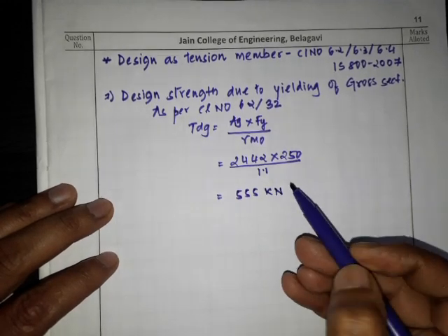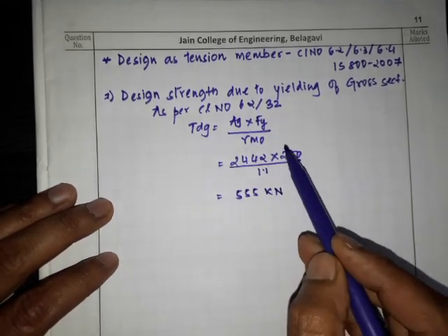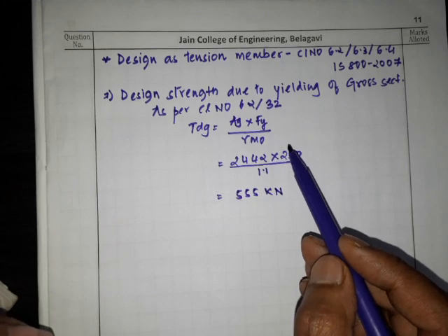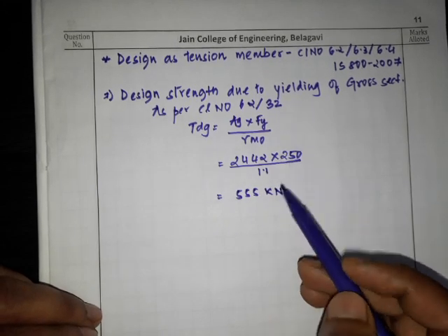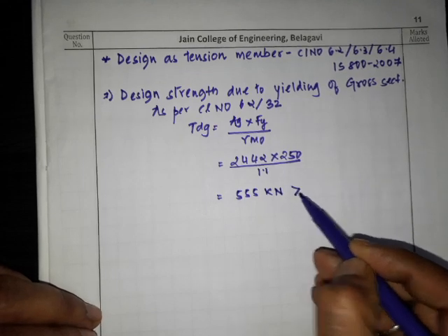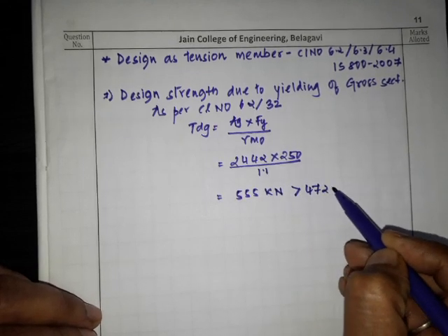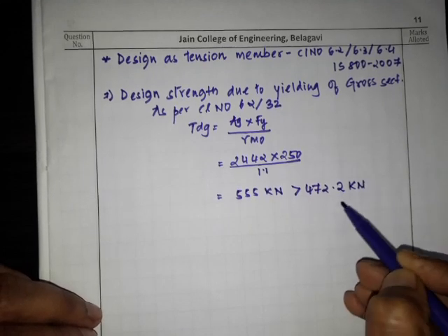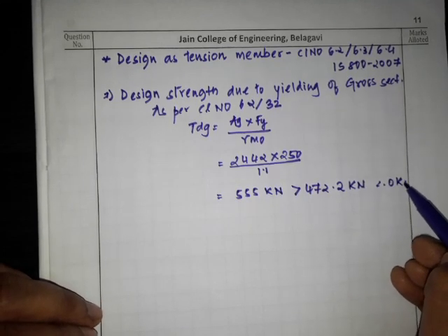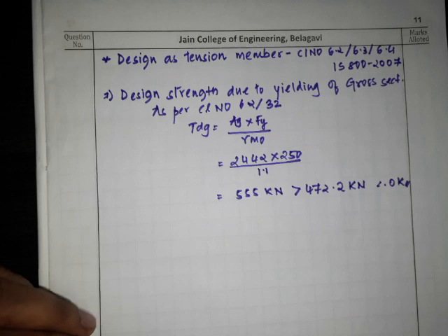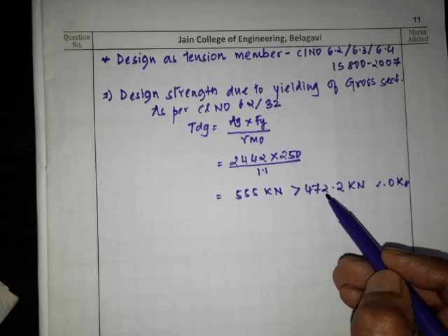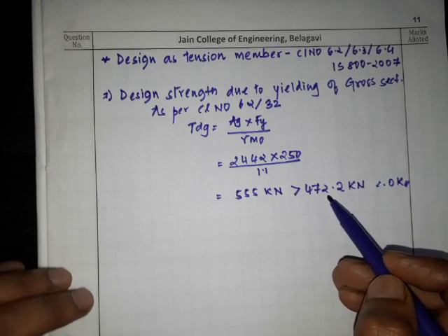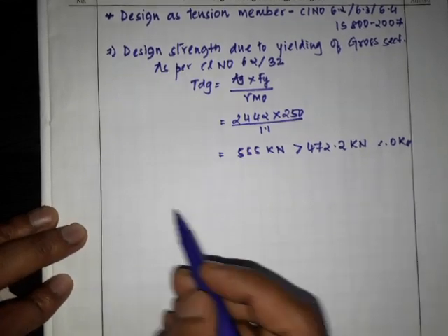So our section, 2 ISA back to back with 10 mm gusset plate, can take 555 kilonewton in yielding, which is more than 472.2 kilonewton. Therefore our section is safe to resist yielding up to 472.2 kilonewton.